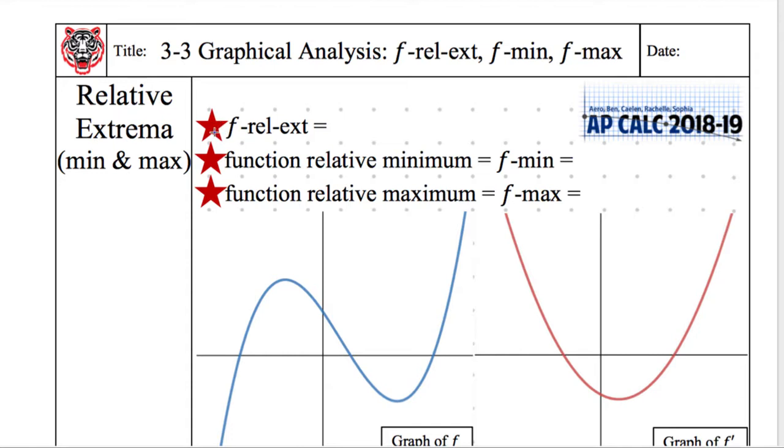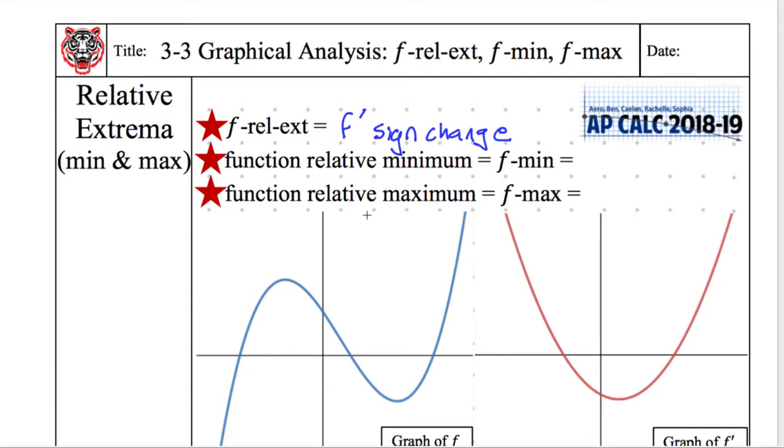If I say f relative extrema, you tell me f prime sign change. F prime sign change. Let's back up and think about what that means for a sec. F prime sign change. So on a graph of f prime, the derivative, the derivative is changing the sign. It's a positive slope, and then all of a sudden it changes to a negative slope.